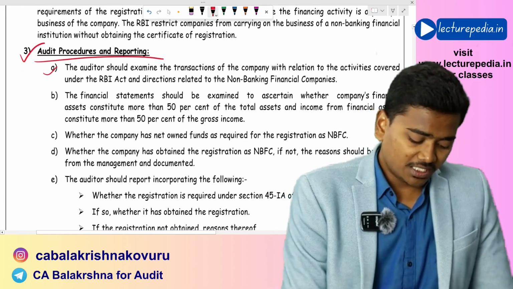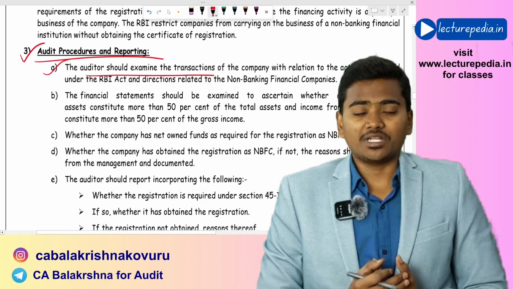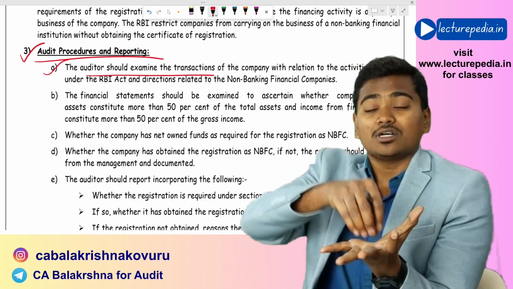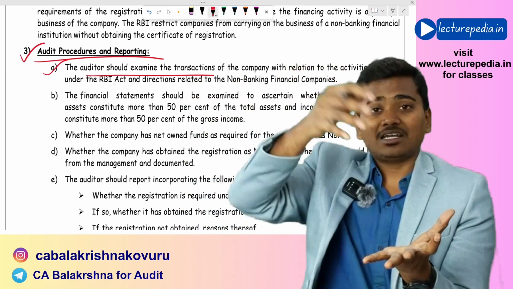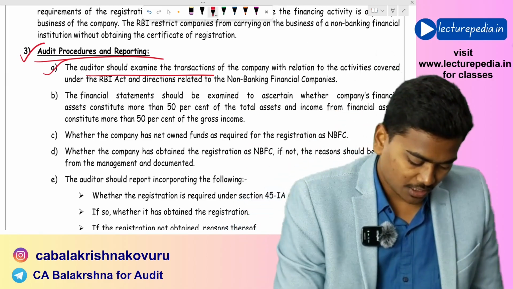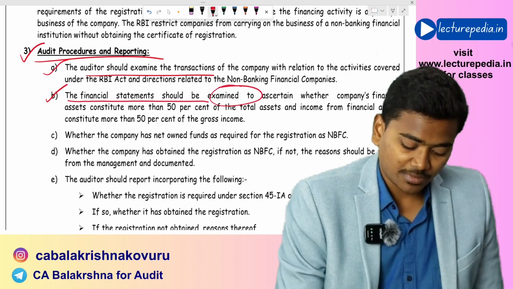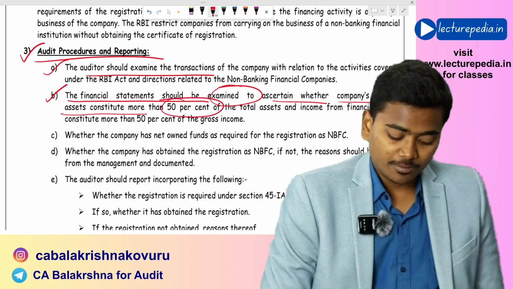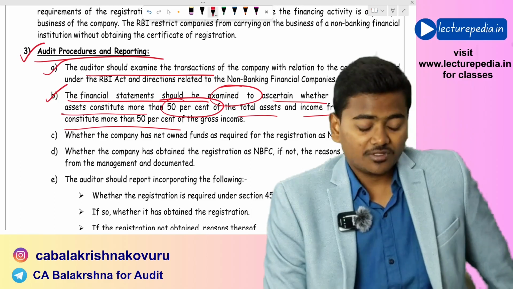First of all, the auditor should examine the transactions that have been conducted by the company, whether these transactions fall within the scope of the transactions that are prescribed for NBFC. The asset criteria 50/50 and income criteria 50/50, the auditor needs to check. The next point is that the financial statements should be examined to ascertain whether the company's financial assets constitute more than 50% of total assets and income from financial assets constitutes more than 50% of gross income.